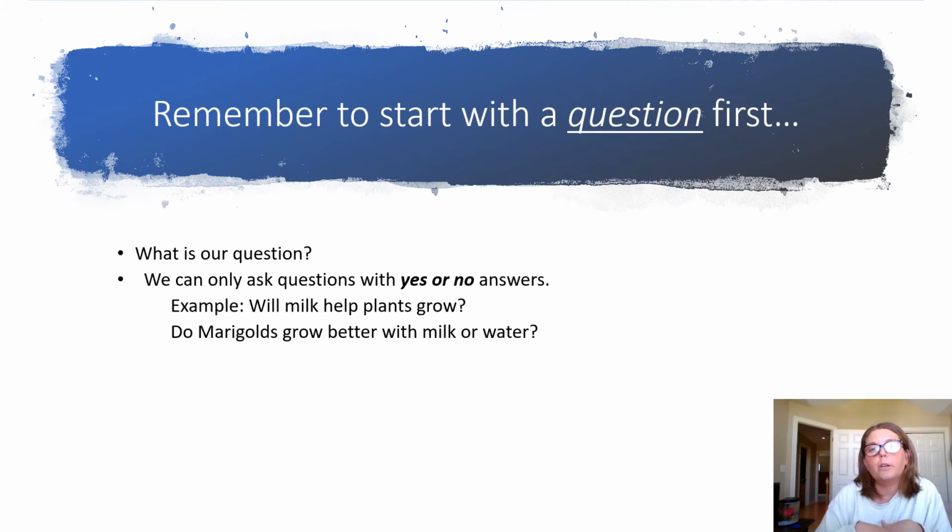So when we start our science experiment, like stated before, we always want to start with the question first. What is the question we're trying to answer with our science experiment? And the question always wants to be stated so that it has a yes or no answer. So we're only asking a question that can be answered yes or no.